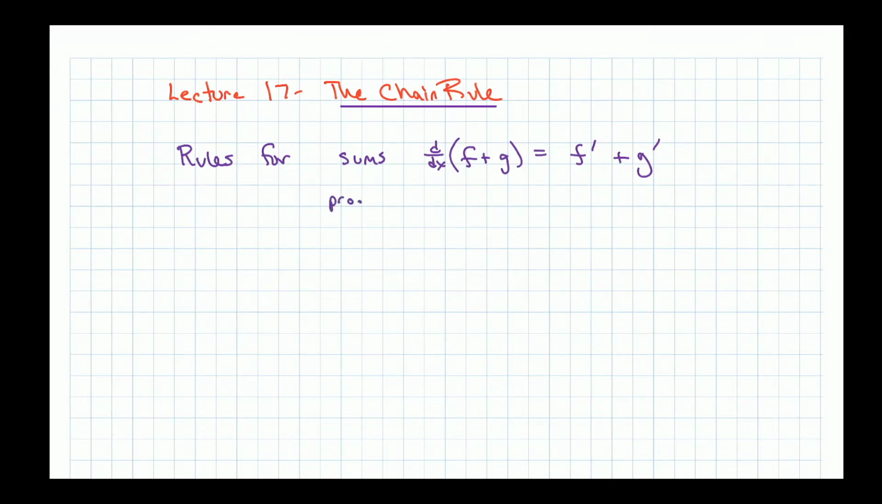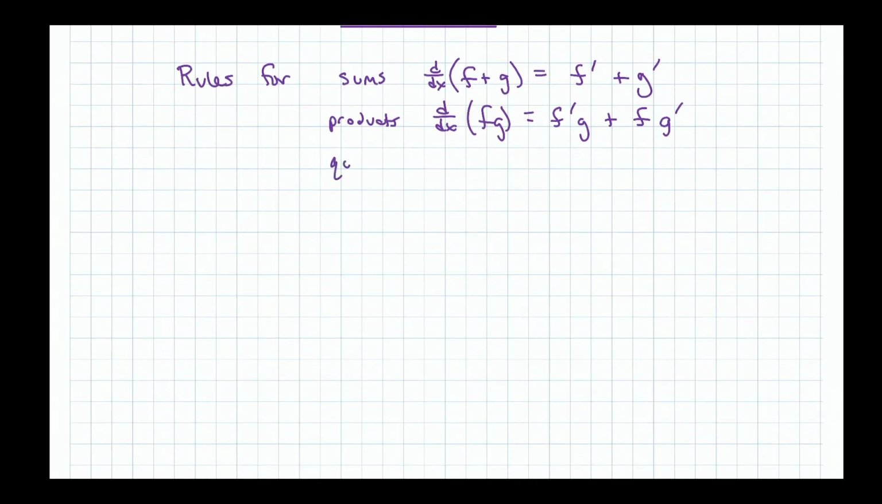You have a rule for products, d dx of fg. That was supposed to be parentheses. Try again. You have the product rule, f prime g plus f g prime. You have a quotient rule. Quotients, I'll just say. d dx of f over g is f prime g minus f g prime over g squared.